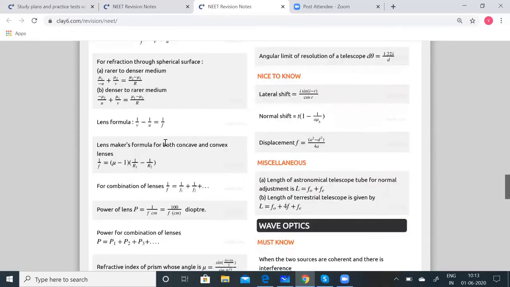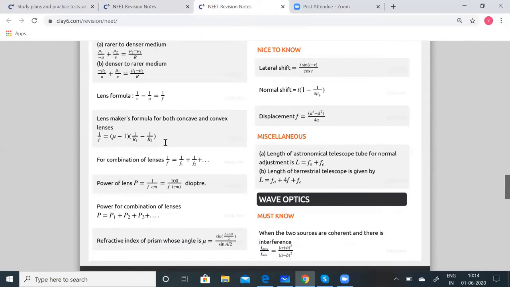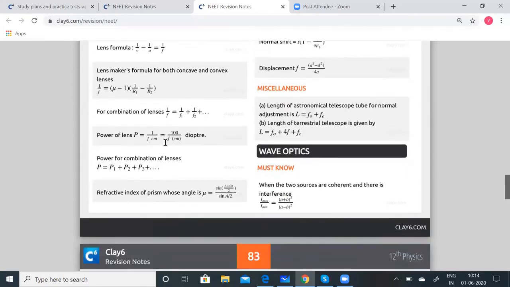And these are some of the things which you can know. Lateral shift is given by t sin(i minus r) by cos r. And normal shift is equal to t times (1 minus 1 by aμb), where t is the thickness, and aμb is the refractive index of B with respect to A, and then bμa, A with respect to B. Displacement x is equal to the square root of a squared minus d squared by 4. So these are the important formulae you'll have to know.